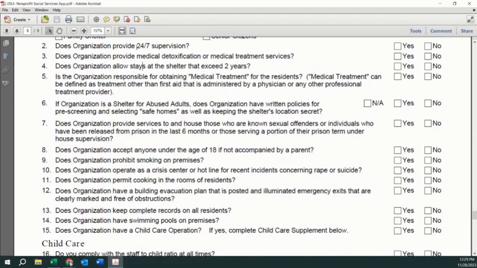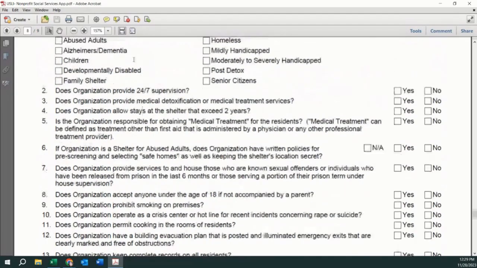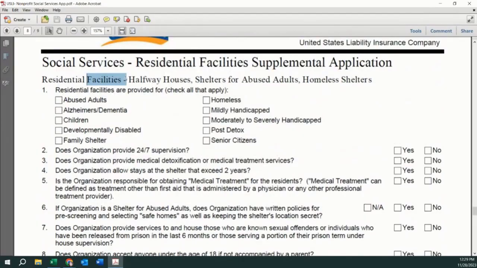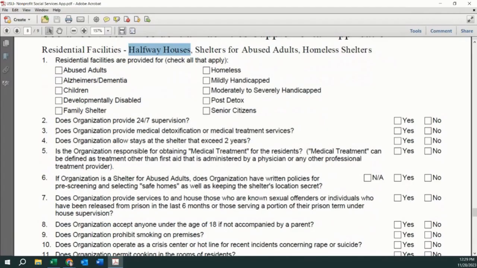So again, depending on how you're operating your facility, and this is a residential facility, a halfway house, right? Shelter for abused adults, homeless shelters. I would think most people who are taking this class, this is all going to be very applicable to you. And so you're going to want to take a look at number 3 as well. Does the organization provide medical detoxification or medical treatment services? Don't just mark yes on that, thinking that you guys are going to do that.